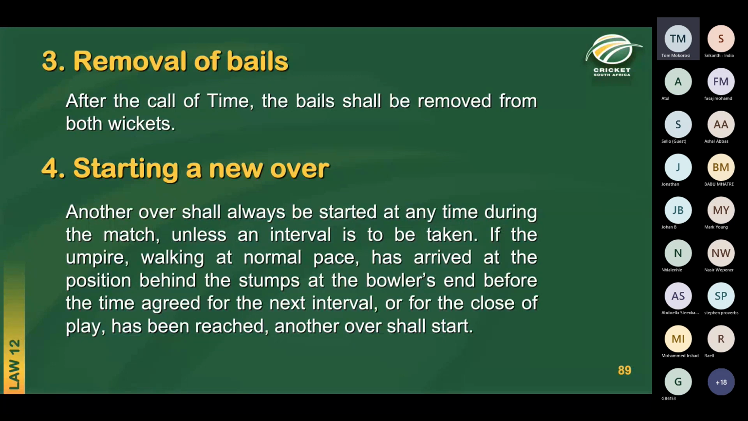If, however, Abdullah, walking at his normal pace from square leg, gets past the return crease closest to him and is now in that umpire's box, if we can call it that, then he is officially behind the stumps and in his place at the new bowler's end for the following over. If Abdullah gets to that position before the clock changes to 12, then a new over will start.